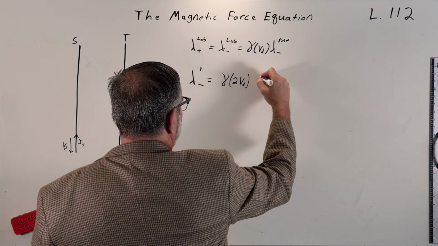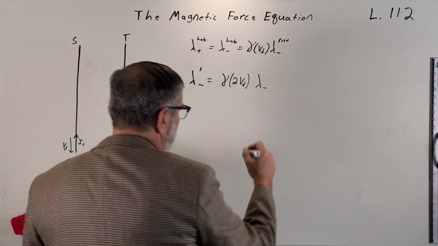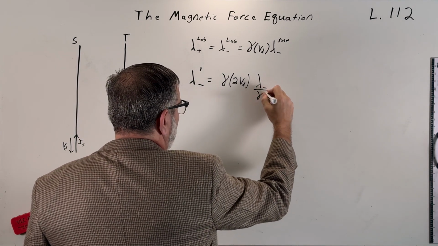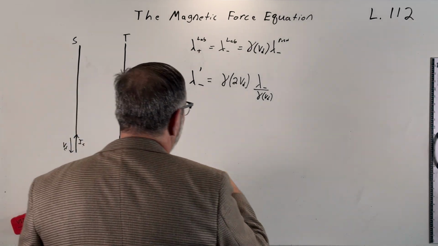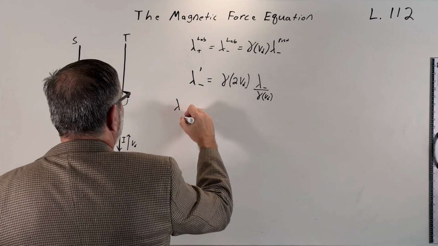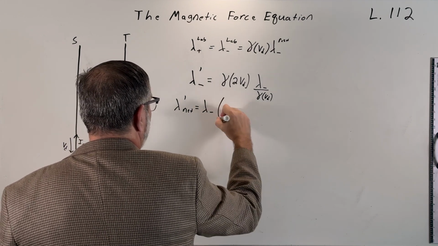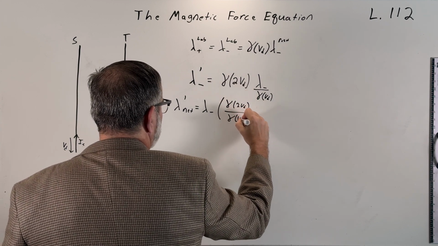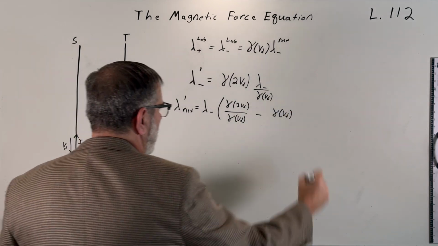And so last time we had said that this was just equal to the lab frame charge density. And that's where we made our mistake. What we needed to do, just like we did in the parallel case, was to divide this by gamma sub v sub d. So this is the missing piece that we had. And then when we put it all back together and utilized the equivalence of the charge densities in the lab frame, we would write that lambda prime net, the net charge, would be equal to lambda minus times gamma of 2 v sub d over gamma of v sub d, minus gamma of v sub d. So we were missing this term here.